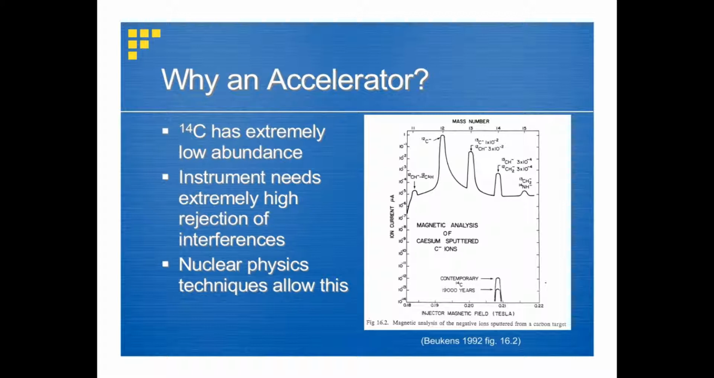And we really want to go down about 3 orders of magnitude below that for old samples. So you're down to 10 to the minus 15th. You've got to eliminate all these other species to the 10 to the minus 15th level. And it's just not possible to do that with a mass spectrometer. So what's used are nuclear physics techniques.